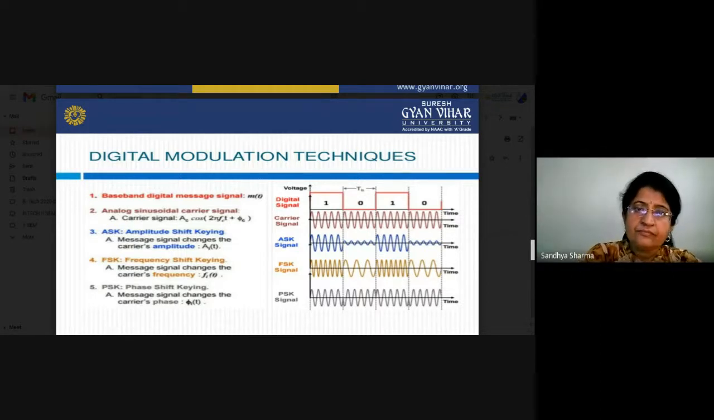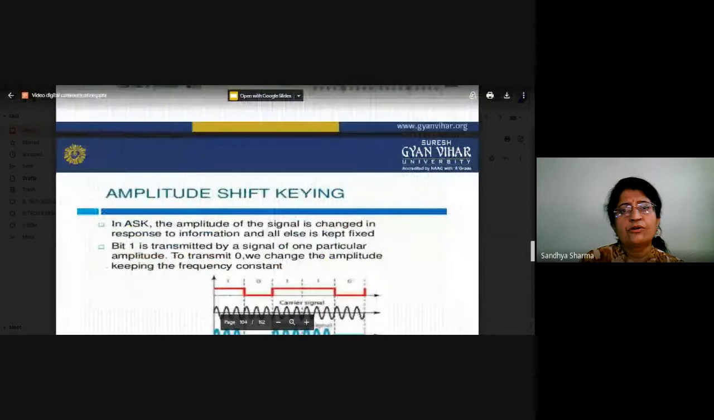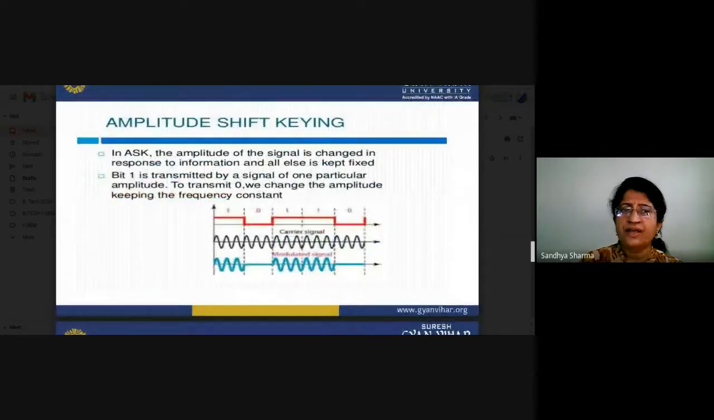So this is a very basic classification of our digital modulation techniques, in which we classify ASK, FSK, and PSK. What type of diagram do we see in the transmitted wave signals? Now we will work on amplitude shift keying, ASK, and see in detail how it works.